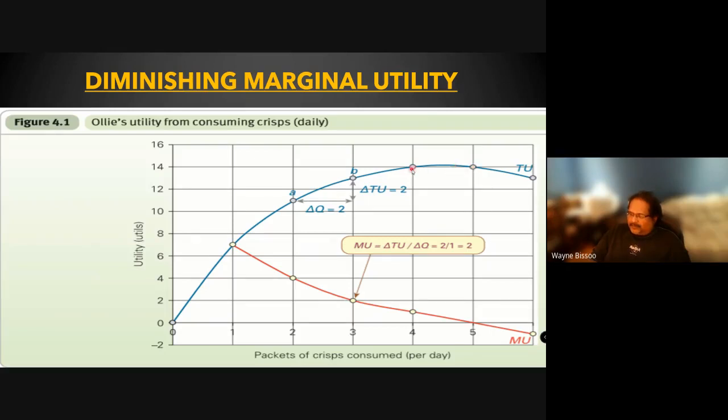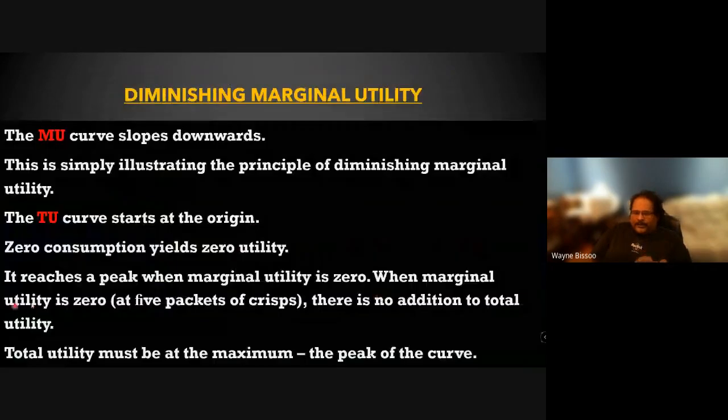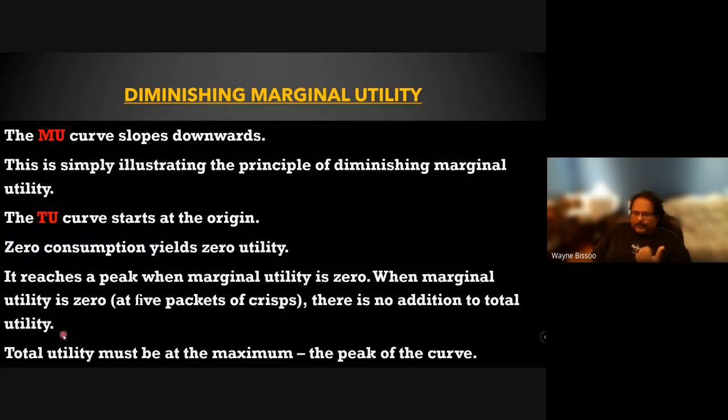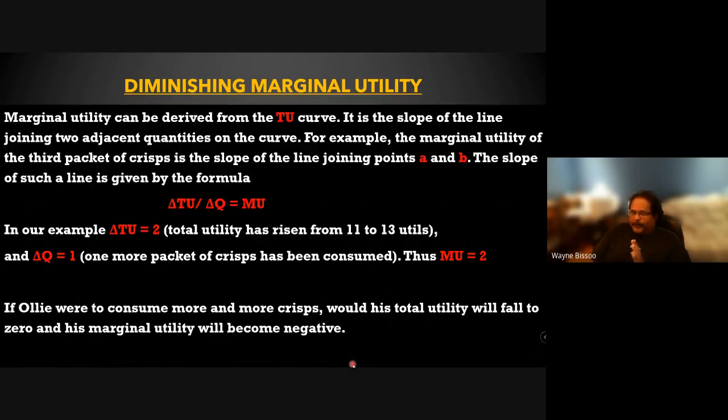Now this graph doesn't quite reflect that. It should really, these 2 points represent the highest point that the total utility curve gets to. So that's what I'm saying. Here should be a flat line. So when marginal utility is 0 at 5 packs of crisp, there's no addition to total utility. Total utility must be at the maximum, the peak of the curve. All right, so far so good. Everybody's following up?